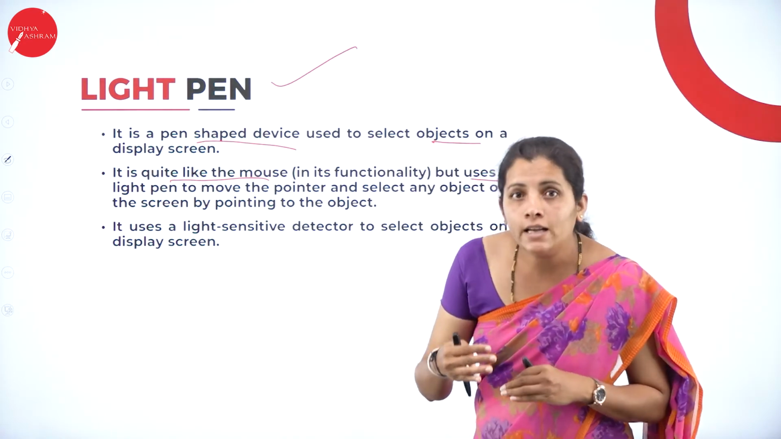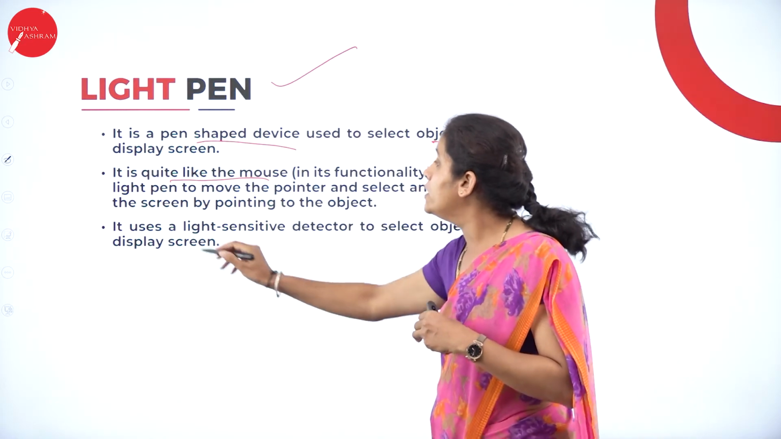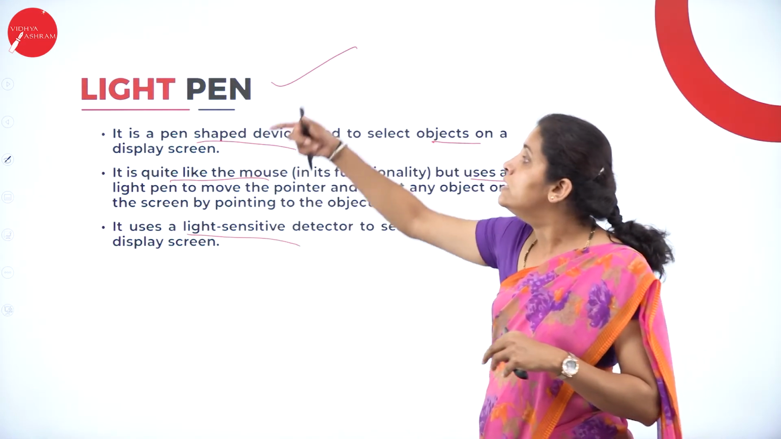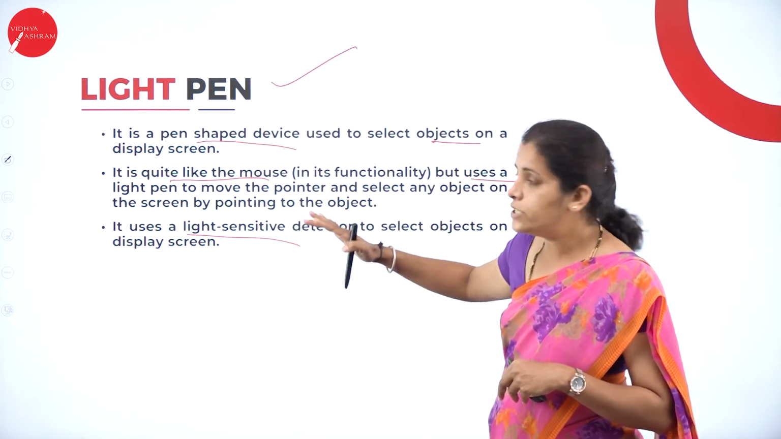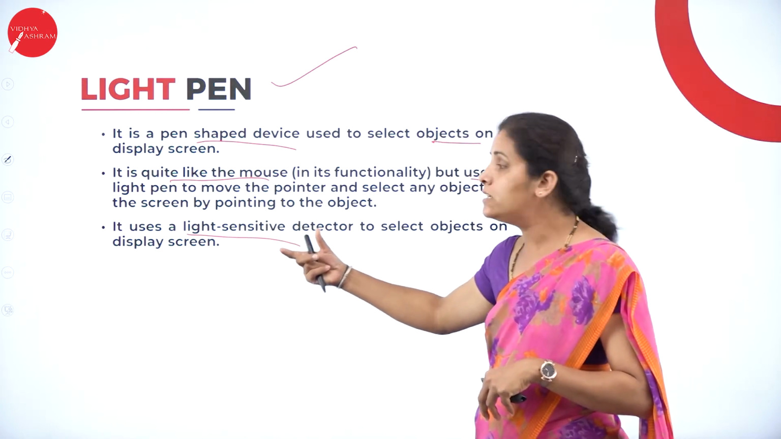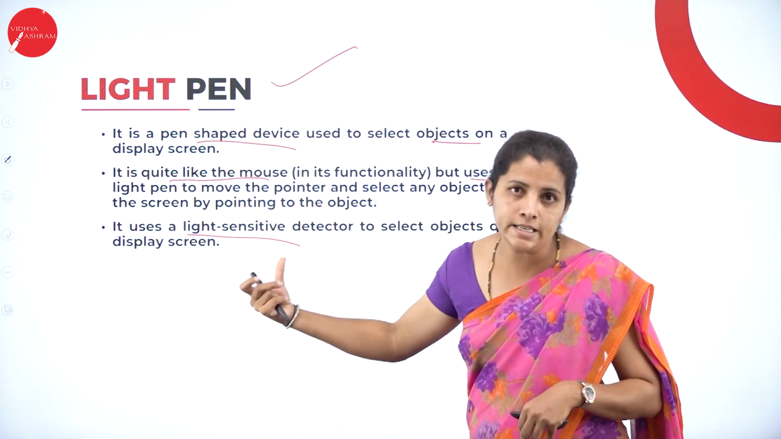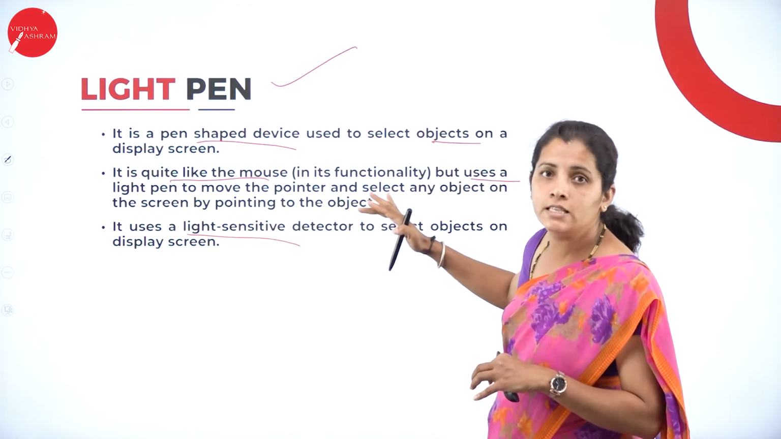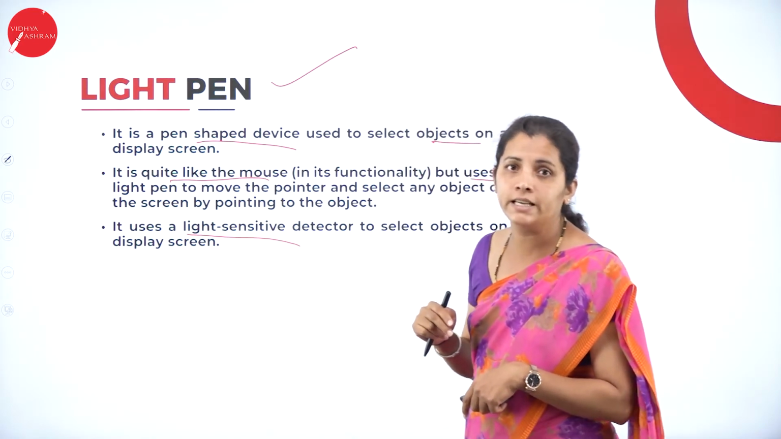Then you may have a doubt: how is it going to work? So here the light pen uses a light sensitive detector. Dear students, this light pen is made up of a light sensitive detector. The light sensitive detector is mainly used to select the objects on the display screen.